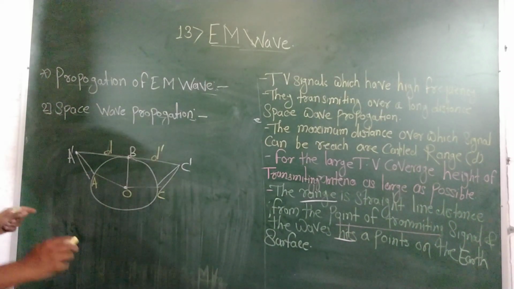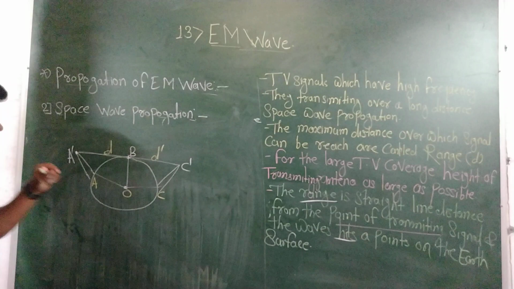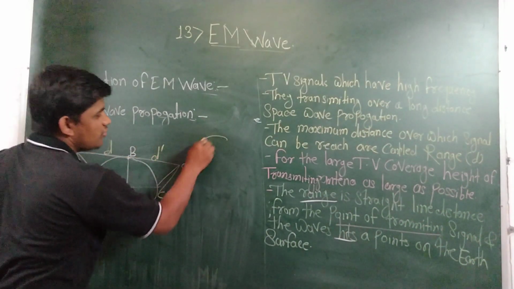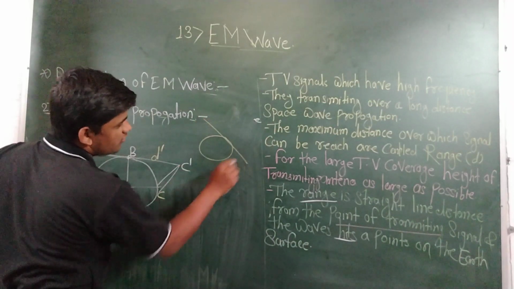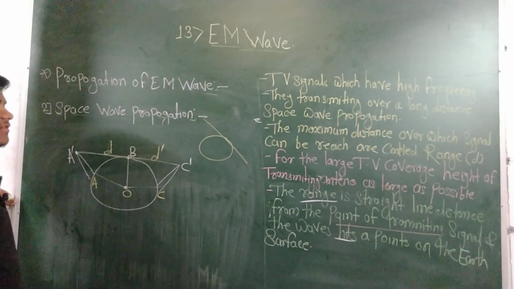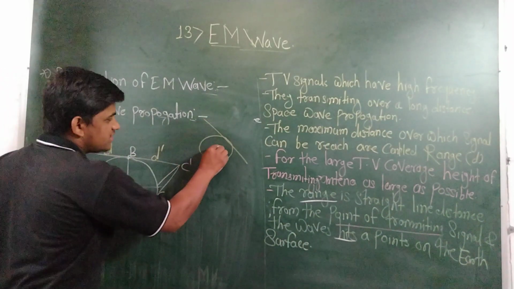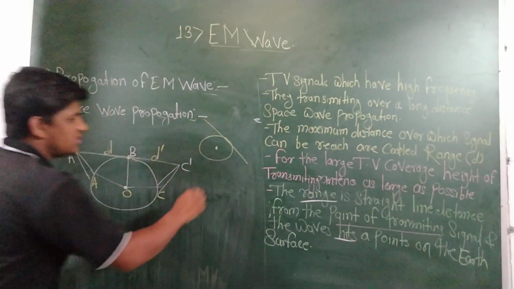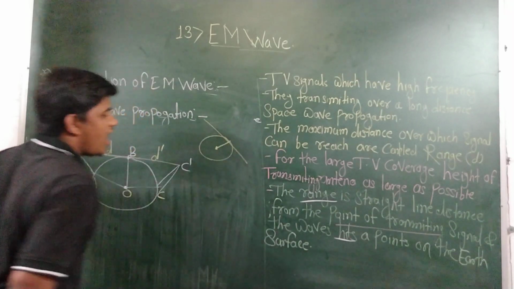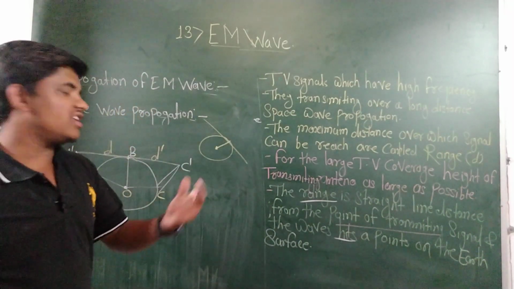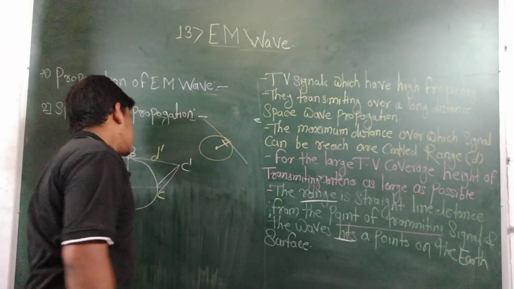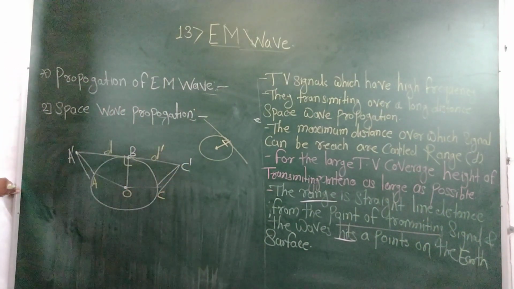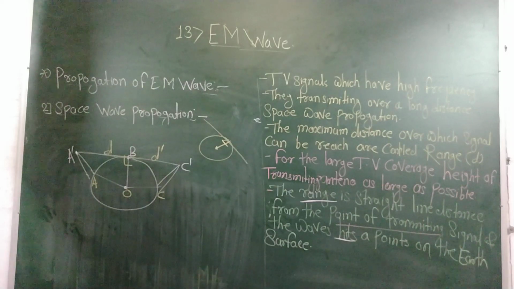Any line which passes tangent to the surface of a circle, consider the earth to be a circle, is perpendicular to the radius of the circle. So OB is perpendicular to the tangent line A dash B.